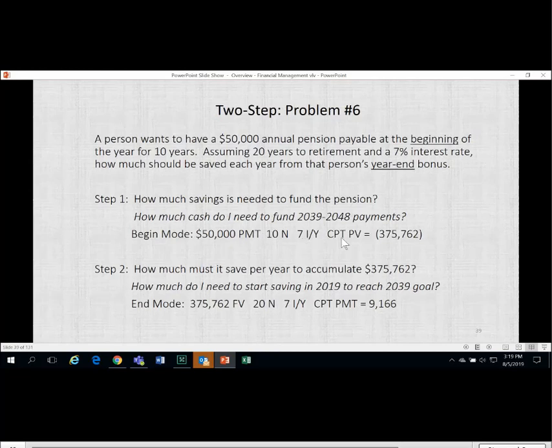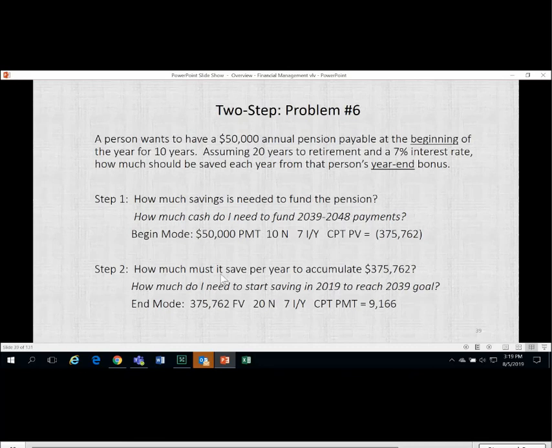We're standing out there in January 2039. I want to know what's the present value of that $50,000 a year. I want to compute present value. I want $375,762 in my savings account January 1, 2039. That'll be enough so that I can pull out $50,000 each year from my savings account. And when I pull the last $50,000 out in 2048, I'll have zero left. Okay, so that's what we need.